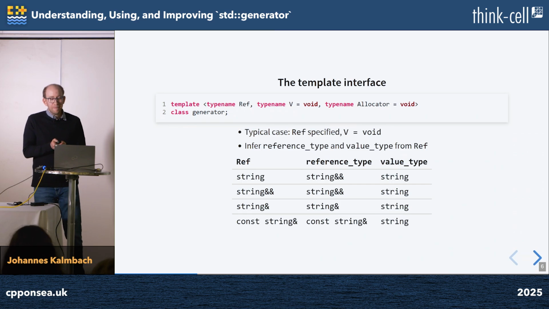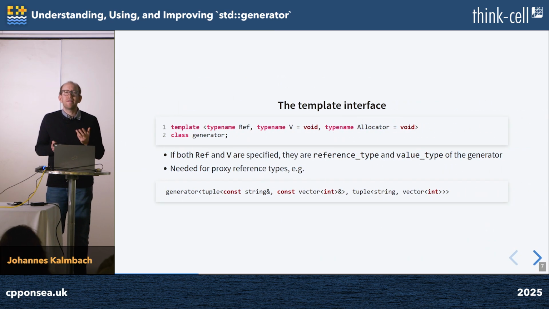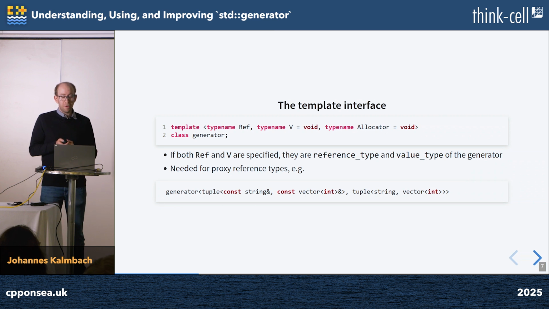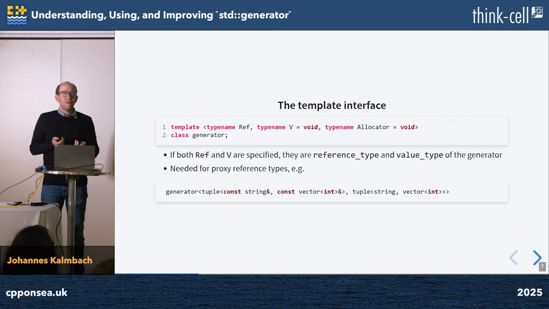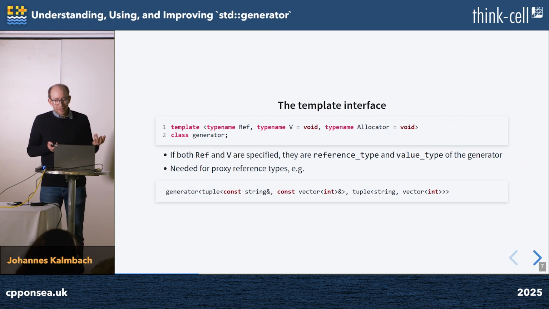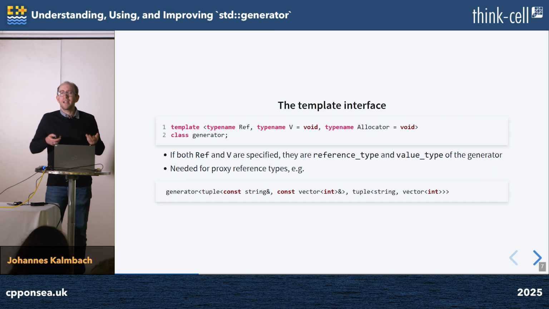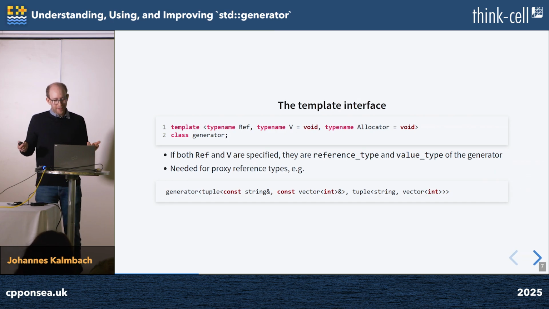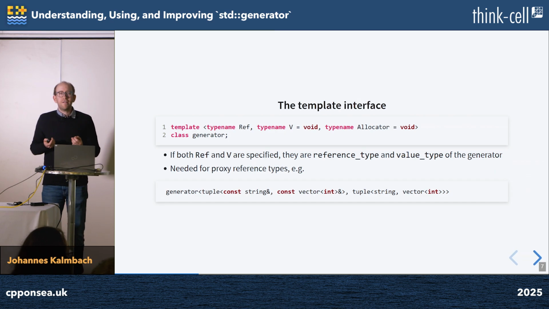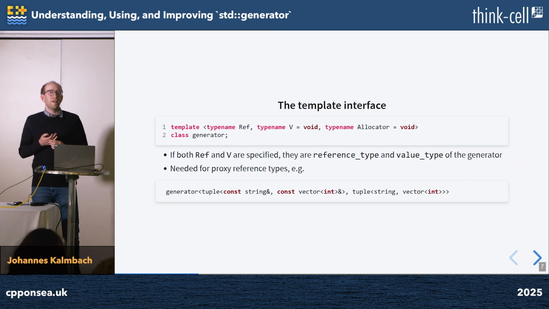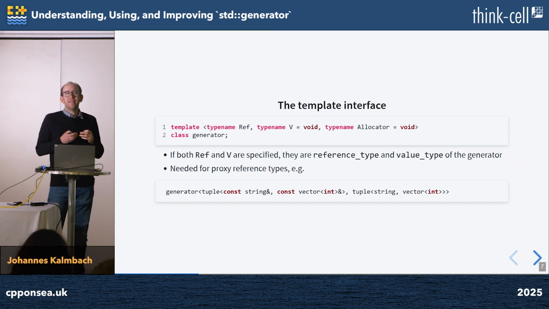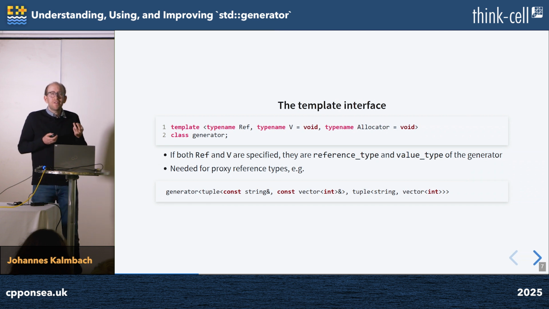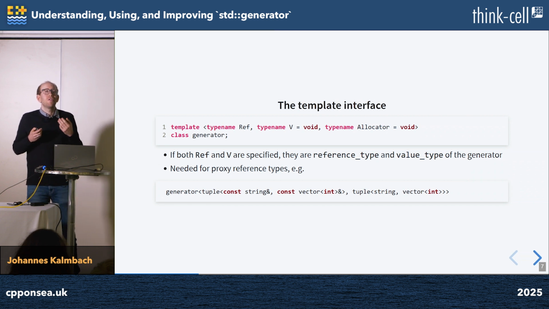Then there's a little bit more atypical case, or let's say a little bit rarer. That is if you specify both of them, so the arguments ref and v. Then the ref argument is the reference type, and the v becomes the value type, just as you have written them. A typical use case for this is some scenario where you don't have an actual reference by the standard concept of a reference as your logical reference type, so the so-called proxy reference.